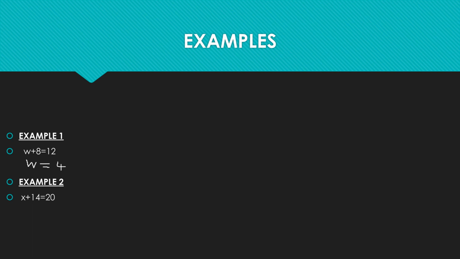And our example 2 is this one. x plus 14 is equal to 20. That's example 2. So we're going to write it here. x plus 14 is equal to 20. Pupils, you have to check the numbers which are like terms, and the like terms here are number 14 and number 20.